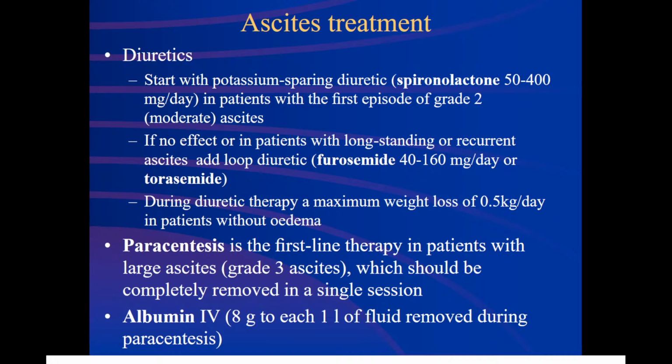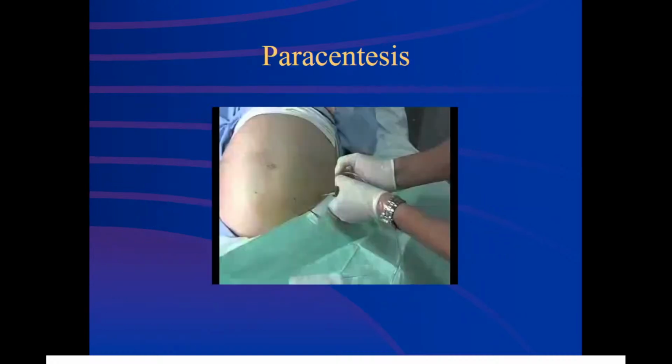Paracentesis is the first-line therapy in patients with large ascites, grade 3 ascites, the picture of which I showed you before, which should be completely removed in a single session. Even large ascites should be completely removed in a single session. Albumin, 8 grams for each 1 liter of fluid removed during paracentesis. Because during paracentesis, you remove not only water, you remove proteins. And to increase oncotic pressure, albumin should be used IV.